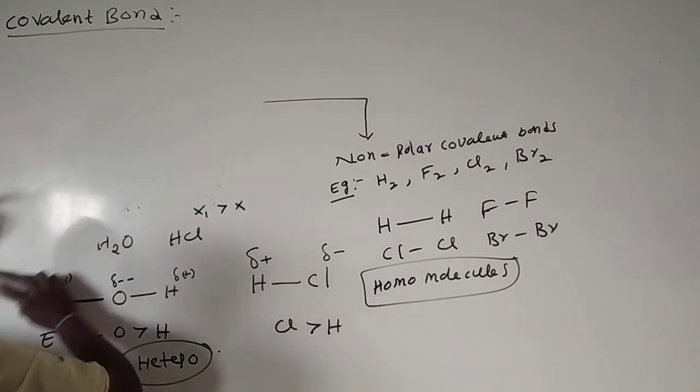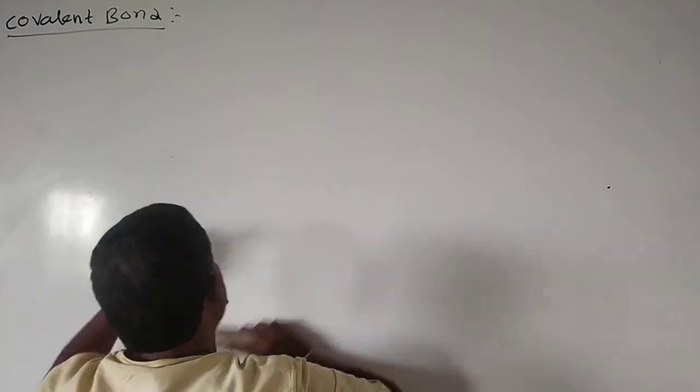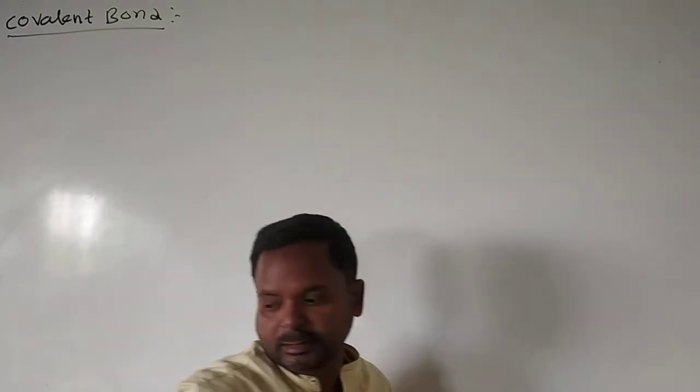Okay. Next, see the characteristics of a covalent bond. A covalent bond is characterized by four important terms. In those, the first one is bond length. The second one is bond enthalpy. The third one is bond angle.